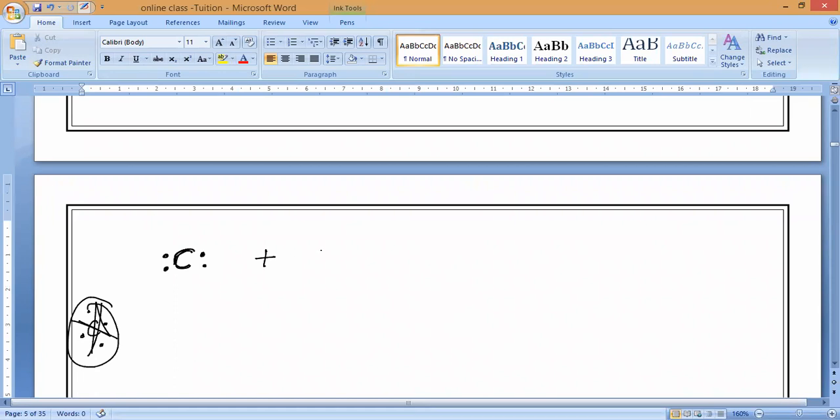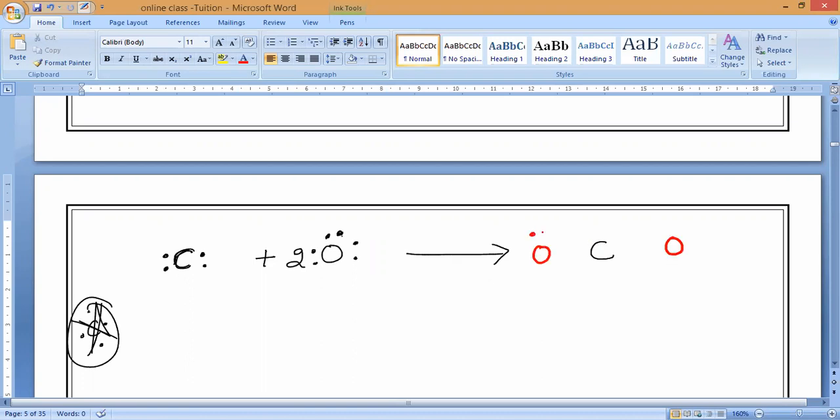So we react with oxygen. Oxygen is having how many electrons? 6 electrons. And 2 oxygens are required here, because 4 electrons are needed. So in the middle, who will be there? Carbon. This side oxygen and this side oxygen.